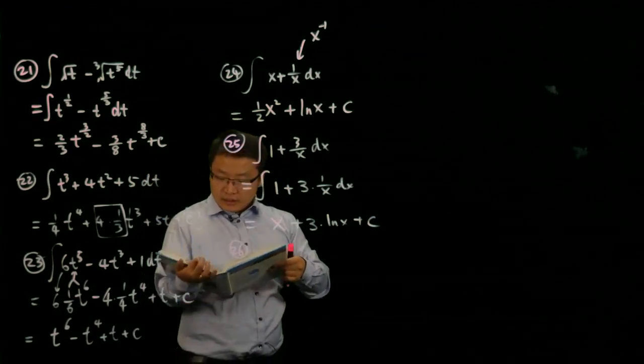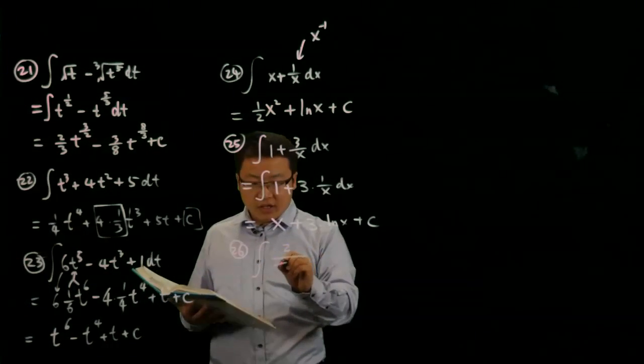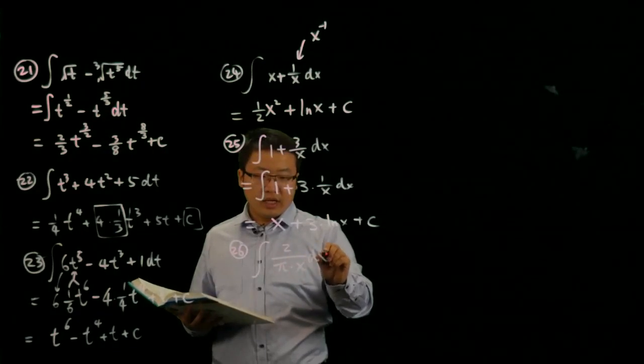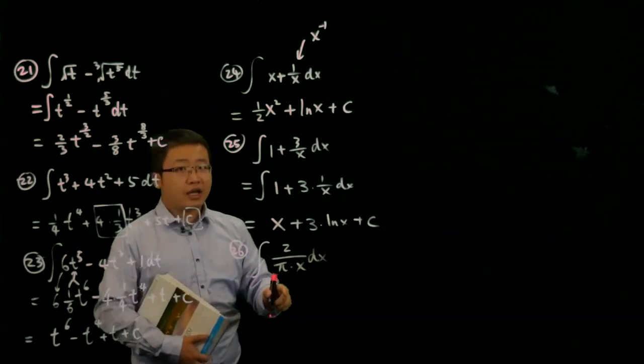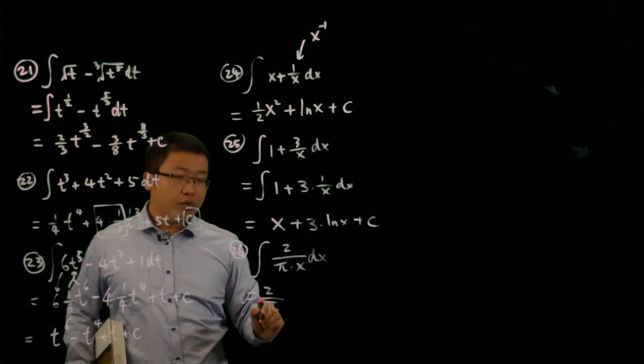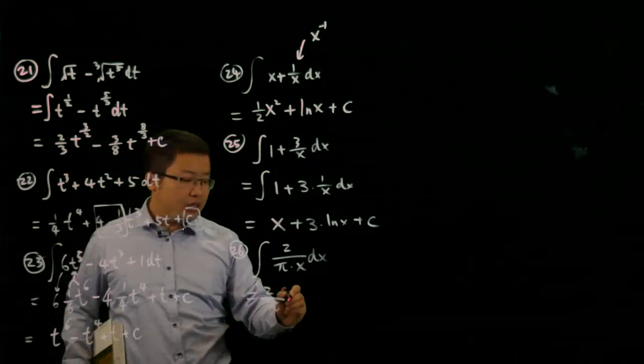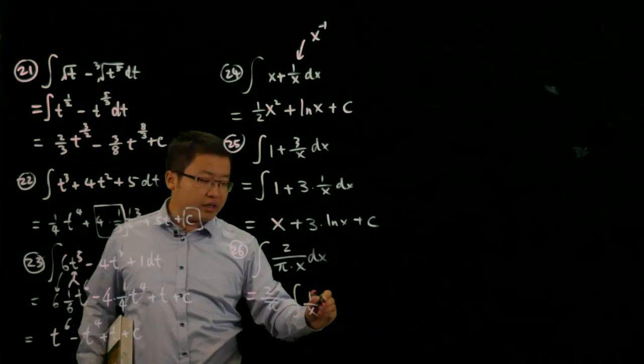For 26, we have the integral of 2 over pi times x dx. Whenever you see a pi, that's a constant value. Therefore, 2 over pi will be a constant value. You don't want to worry about it, you just want to multiply it back in the end. You really just integrate 1 over x dx.